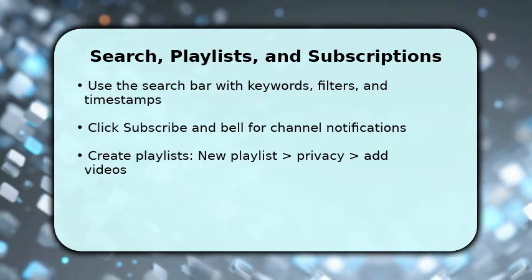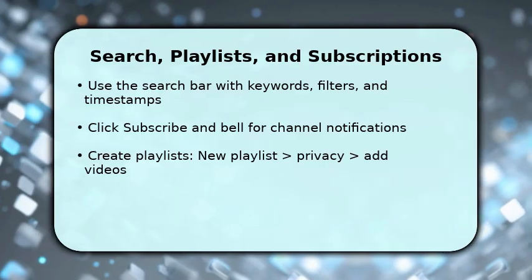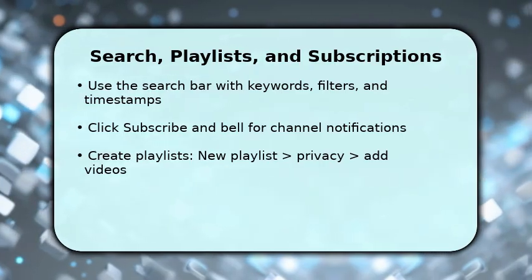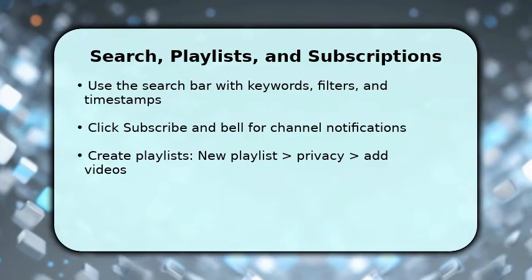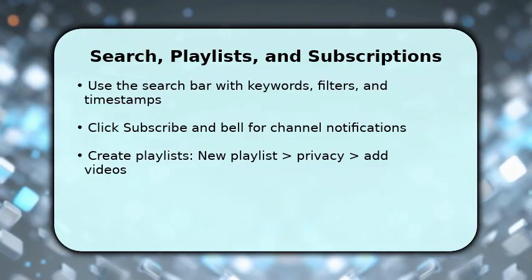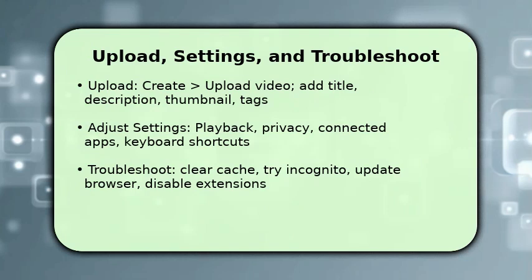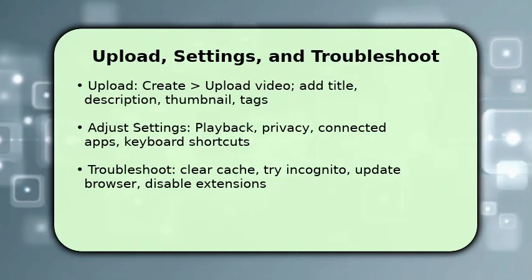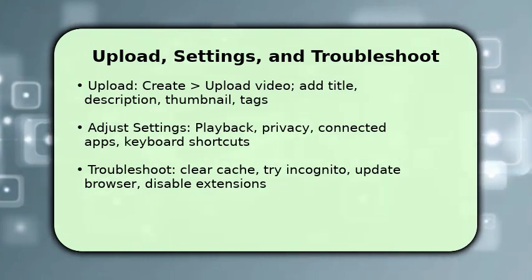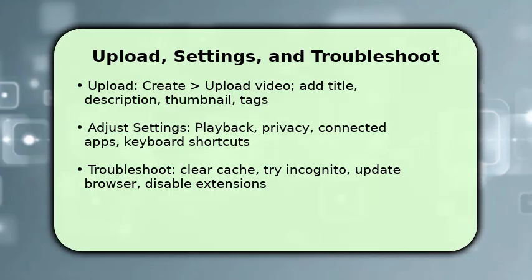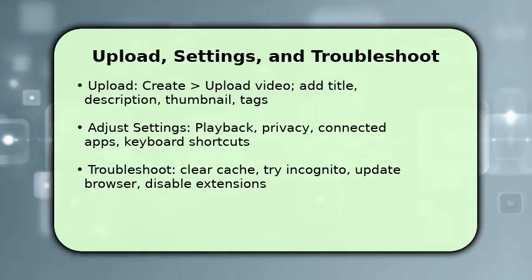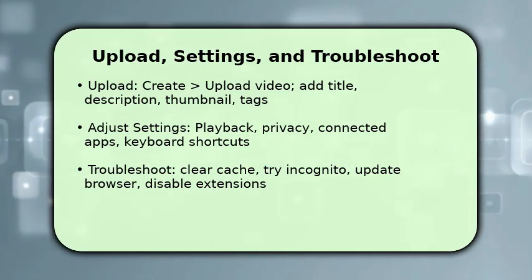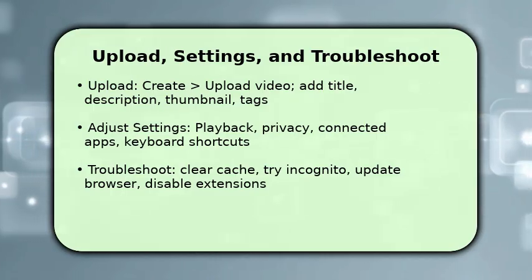When you find useful videos, add them to a playlist, set privacy, and reorder items for a watch later queue. Once done, your library becomes a curated, easy-to-access resource. Finally, upload and personalize. Click Create, then Upload Video, fill metadata, choose Visibility, and Publish. Visit settings to tweak playback, privacy controls, connected apps, and keyboard shortcuts so YouTube behaves how you prefer.